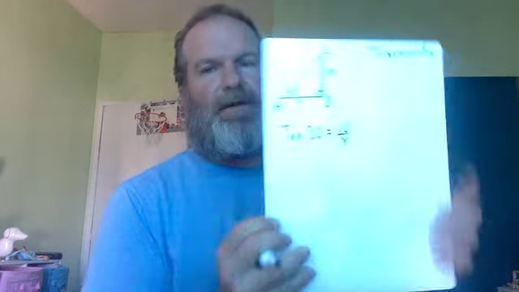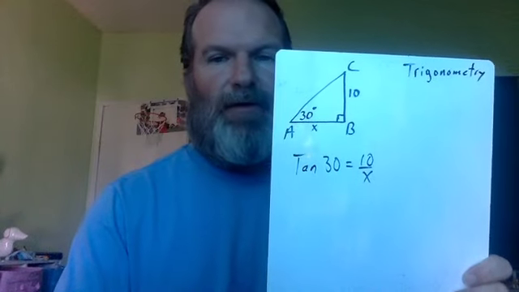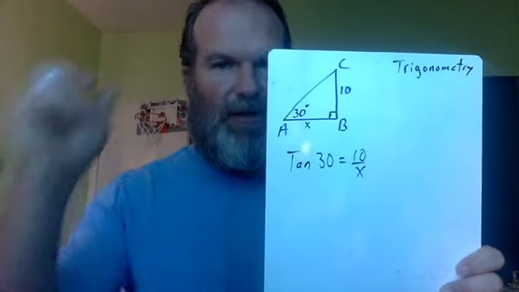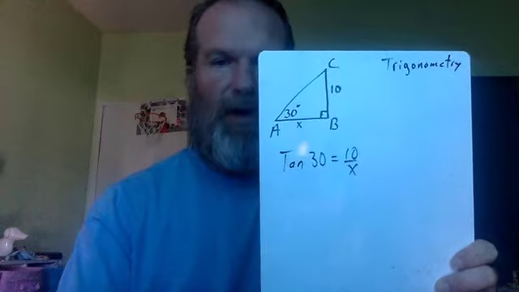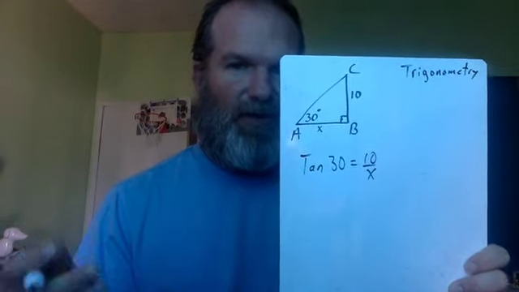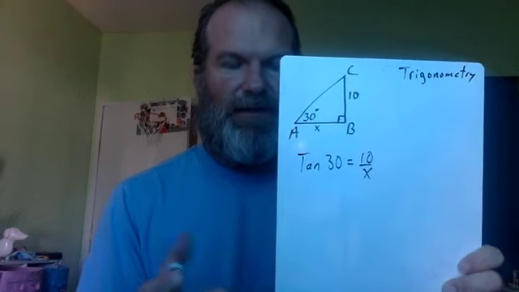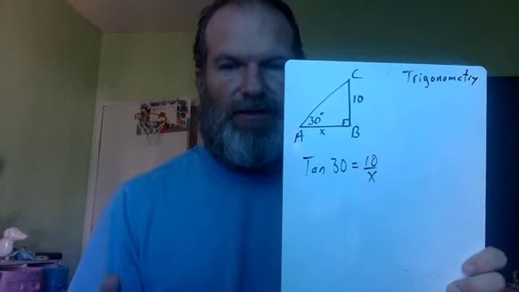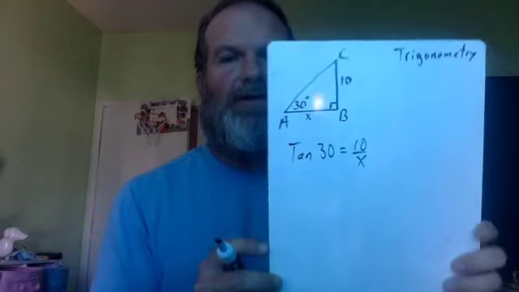So this is tangent 30 is equal to 10 over x. And then if you wanted to figure out what x was, which is what we want to do here, how long is that side on the bottom of the triangle, you would multiply to get x by itself. You would multiply x to the other side to get x in the numerator first. Remember, we're not trying to solve for 1 over x, we're trying to solve for x. So you multiply x to the other side, and you get x tangent 30 is equal to 10.